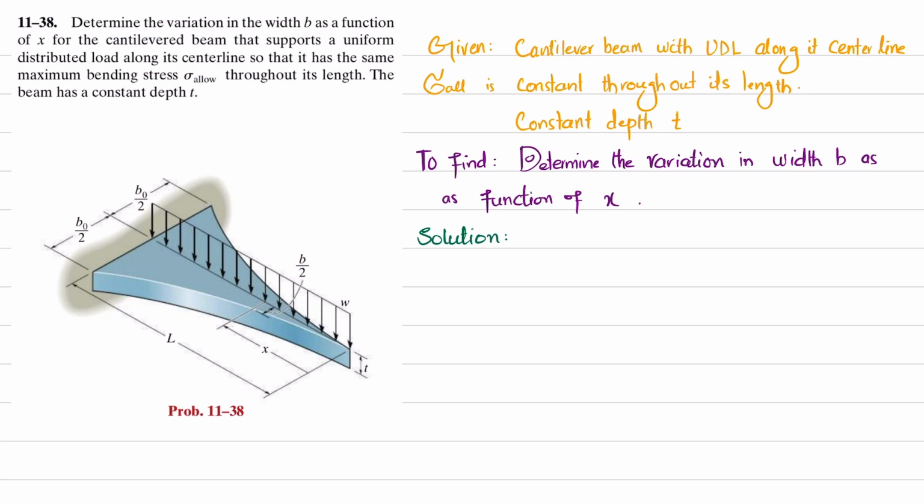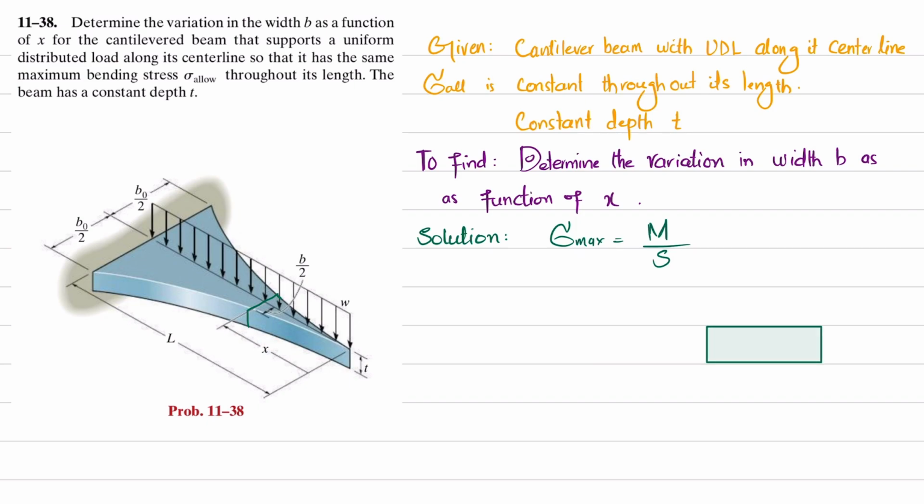So let's start with the solution. We know that maximum bending stress is equal to M divided by section modulus. We do not have M, so what we will do is cut the beam over here, and we will draw the free body diagram. If I draw the free body diagram over here, it will be like this. This end will be straight.